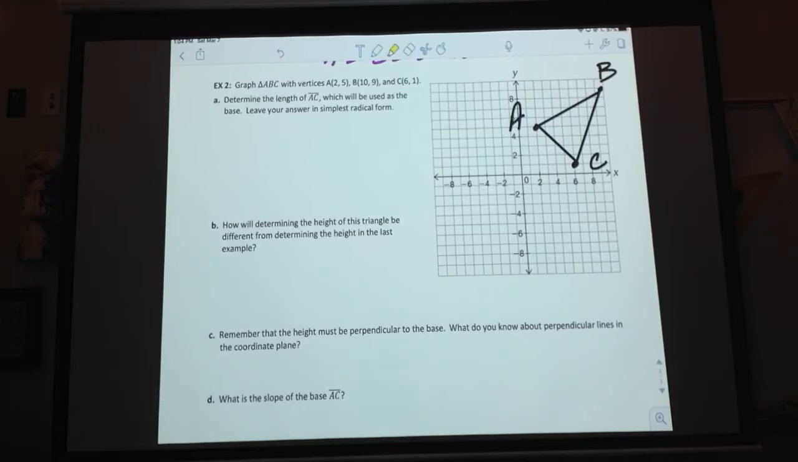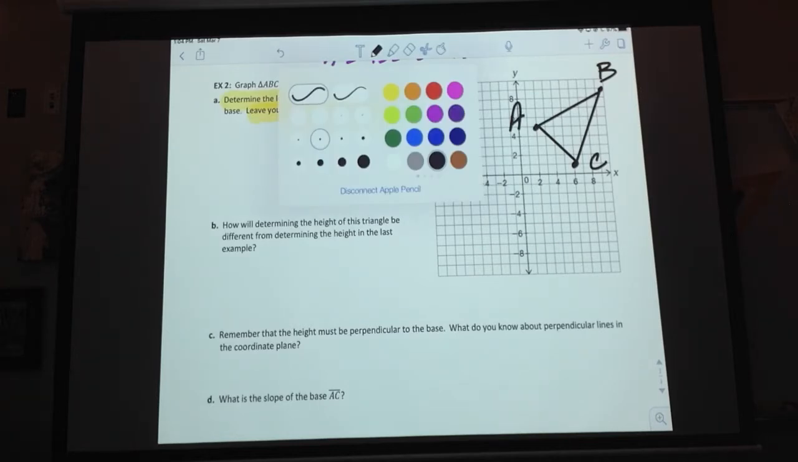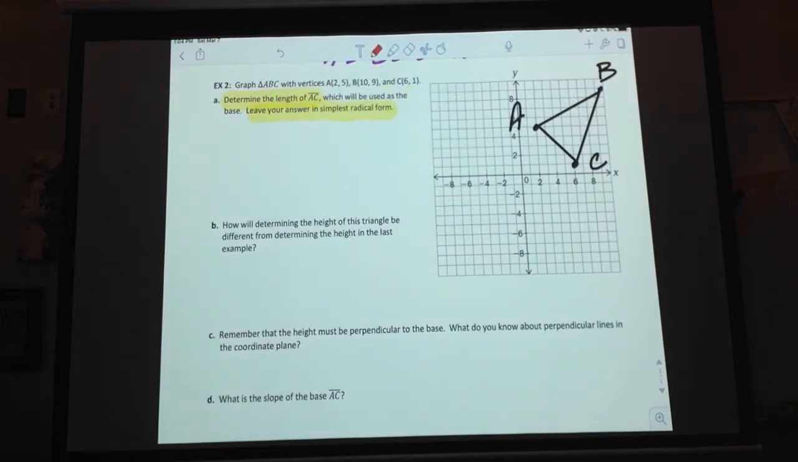So we want to determine the length of AC and leave our answer in simplest radical form. So we cannot count A to C because it's not a vertical line nor is it horizontal. So once again we must use the what? You got it. Distance formula.